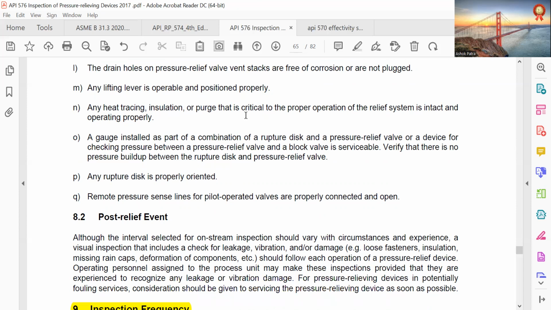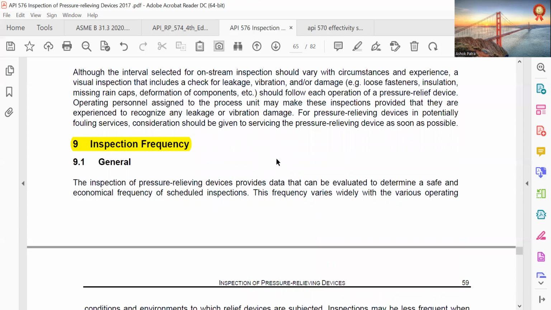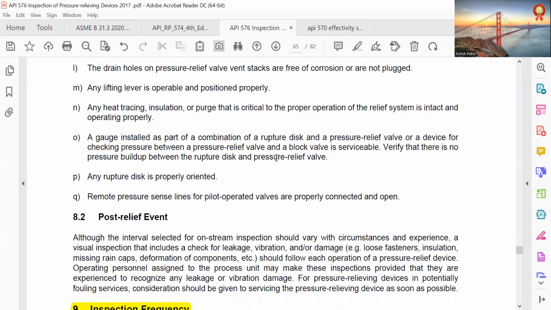Any heat tracing, insulation, or purge that is critical to the proper operation of the relief system is intact and operating properly. A gauge installed as part of a combination of a rupture disc and a pressure relief valve, or a device for checking pressure between a pressure relief valve and a block valve, is serviceable. Verify that there is no pressure buildup between the rupture disc and the pressure relief valve. Any rupture disc is properly oriented. Remote pressure sense lines for pilot operated valves are properly connected and open. Ghost relief event.